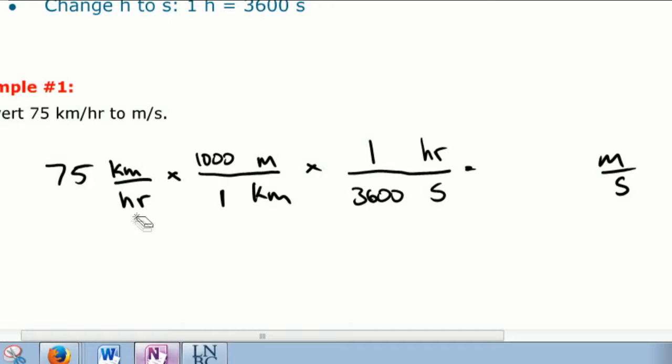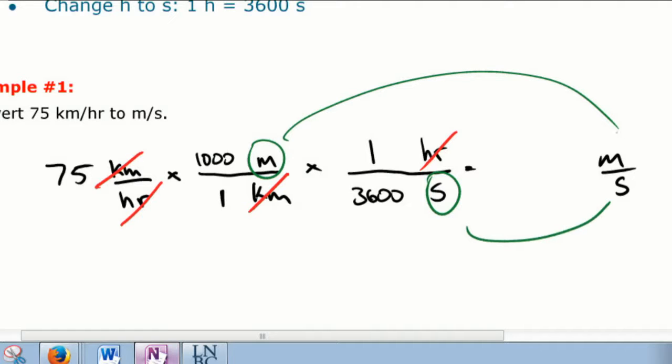So I'm going to go through this now, and I'm going to actually physically cancel my units. I have kilometers on the top. I want to get rid of it. I put it on the bottom. What else can I get rid of? Well, I had hours on the bottom. I want to get rid of it, so I put hours on the top. What am I left with? I don't have anything to cancel out meters on the top, and I don't have anything to cancel out seconds on the bottom. So those meters and seconds are going to give me my units of meters per second in my answer.